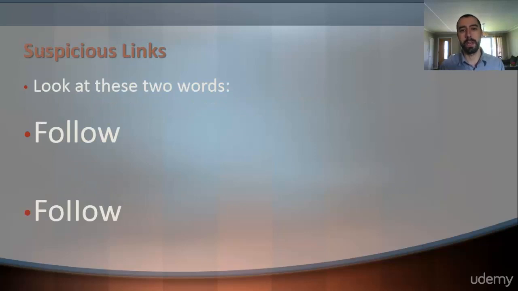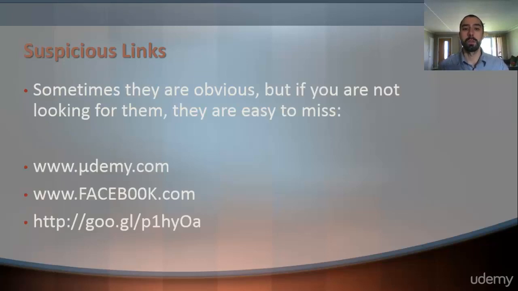So, look at the following two words I have on the slide here. They both say "follow," or so you think, but the first one is spelled normally, and the second one is spelled with an uppercase I instead of an L. So it's actually two different words, although they look the same. And that's a lot of times how suspicious links work. They will put in other letters in the URL to make it look legit, but you're taken to a different site, more often than not the scammer's website. Sometimes they're obvious, but like the two words that look like "follow," you could easily miss them.